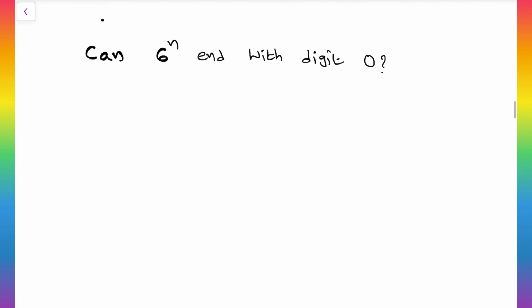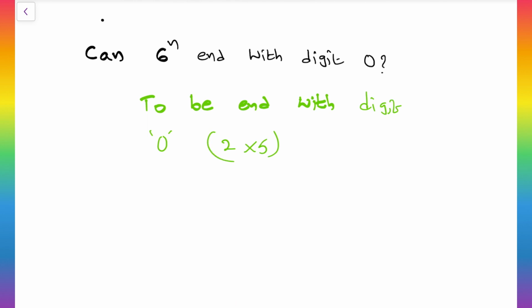Can 6 power n end with the digit 0? This statement you need to remember here. To end with the digit 0, a number should have 2 and 5 as factors. If a number has 2 as well as 5 as factors, then only it will end with the digit 0. So let us check whether the given question has 2 and 5 as the factors or not.